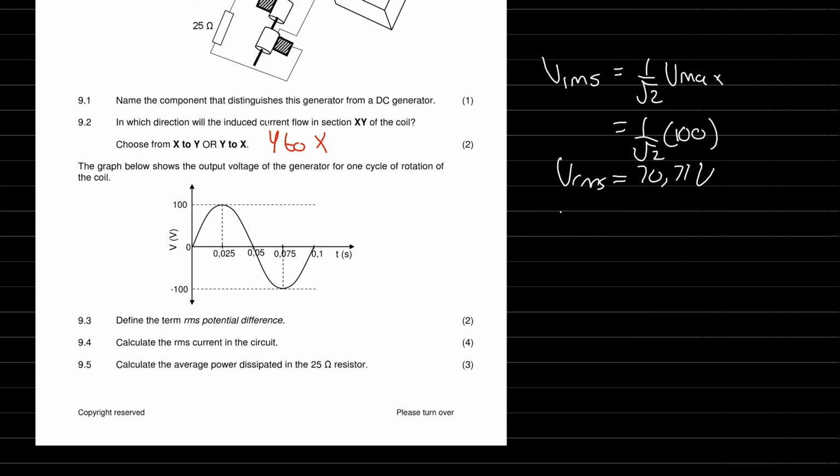Now we can use VRMS equals I RMS times R, because we have a 25 ohm resistor in the circuit. So that's 70.71. Resistor is 25 ohms. That gives you 2.83 amps.